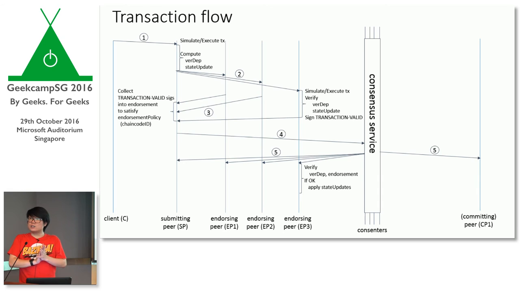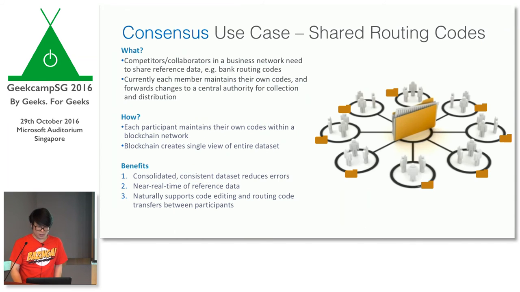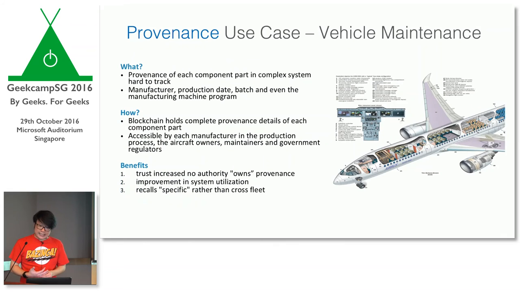All right. So all the automation and everything is done automatically for you in the background, and hence the beauty of distribution. Some use cases: routing codes, shared routing codes. You have vehicle maintenance.